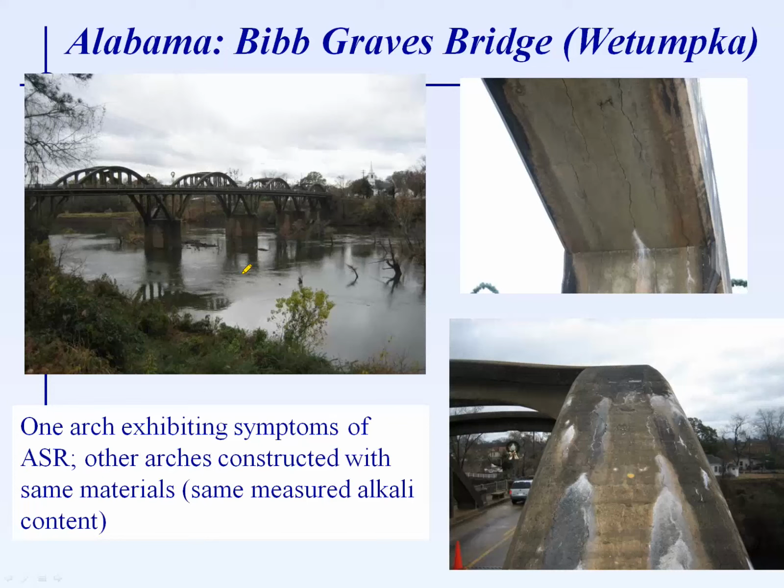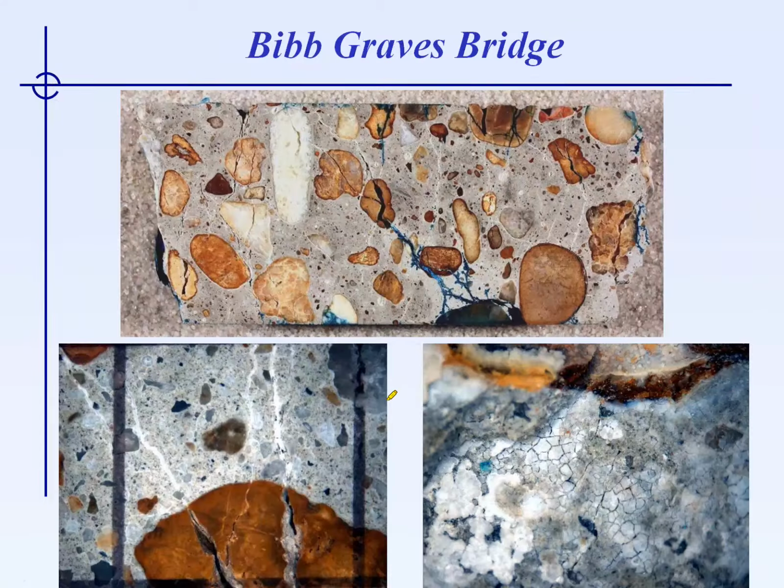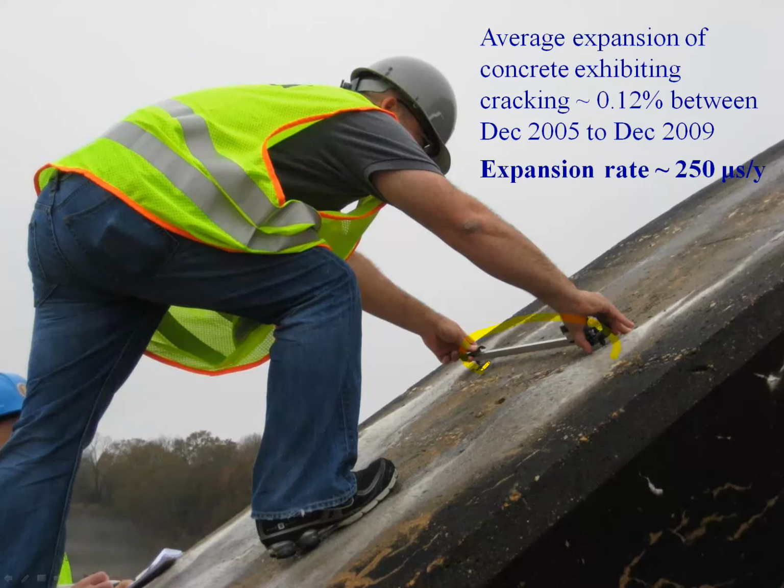One example of this process being used is a bridge structure in Alabama. It's the Bibb Graves Bridge in Wetumpka, Alabama. Our team has been involved in the evaluation of one arch of that bridge that is very badly cracked, as you can see here. So we have been installing, you can see here, a polished section from that arch element that shows a very extensive cracking due to ASR, and there is a mixture of alkali silicate gel and secondary ettringite in the concrete.